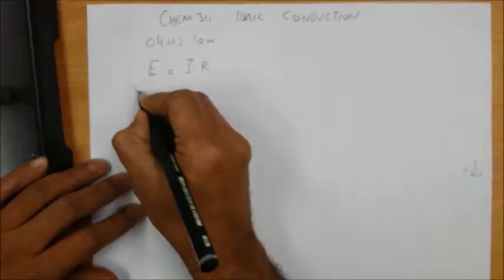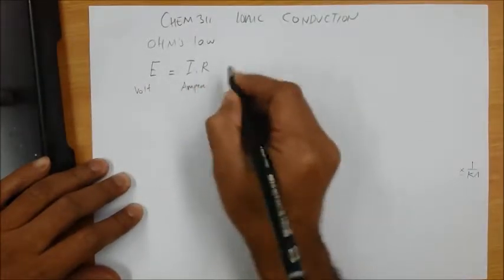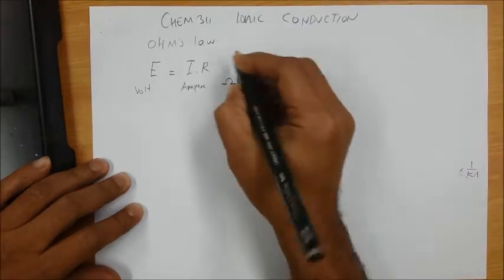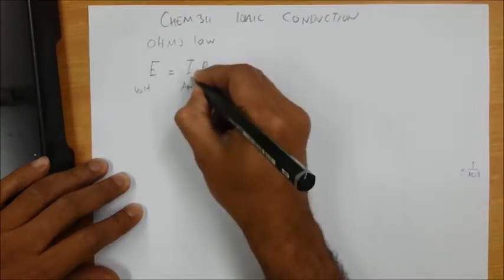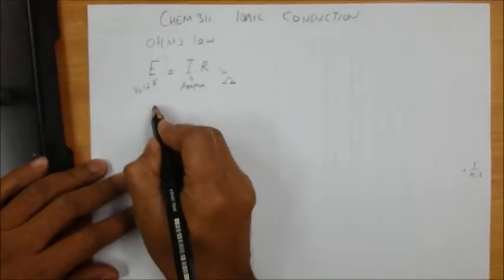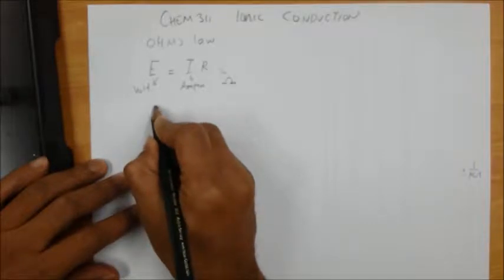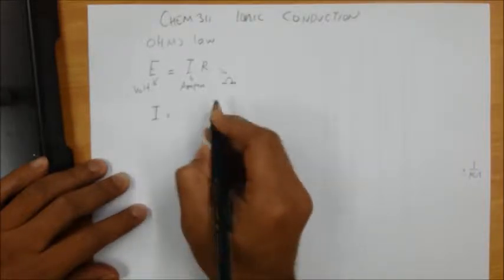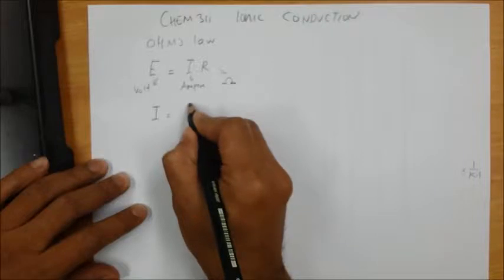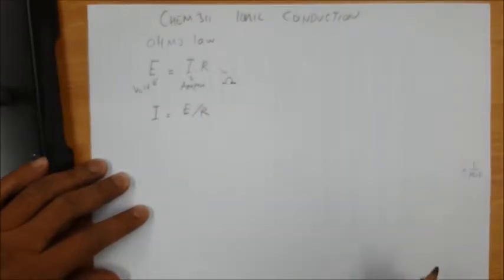Now this is in volt, I is in ampere, and R is in ohm. All right. Okay, you can also express it like this, where the current is equal to the potential over R, over the resistance.